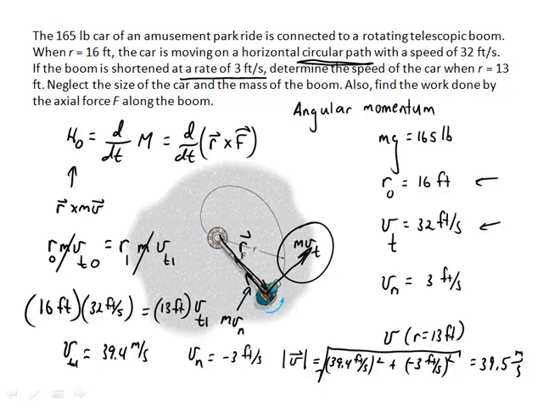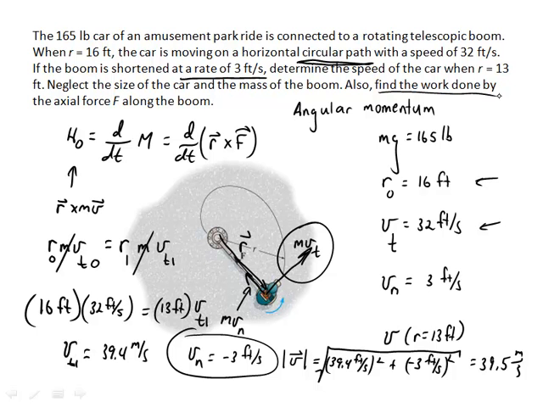So you have to be careful on Mastering Engineering. You could end up with 39.4, forgetting this 3 feet per second, and it might still tell you that you are correct. It might say, yeah, you're pretty close. But you've really forgotten the normal component of the velocity, and that's kind of important.